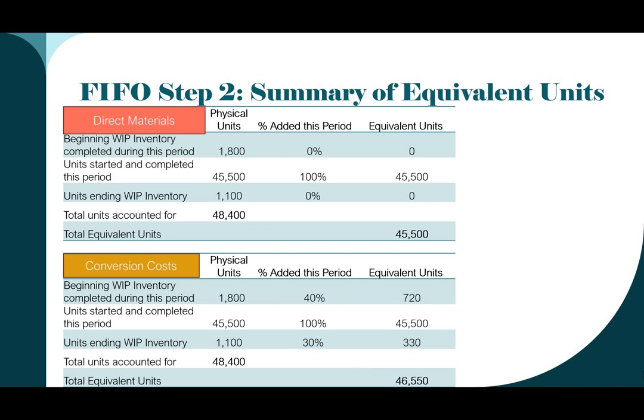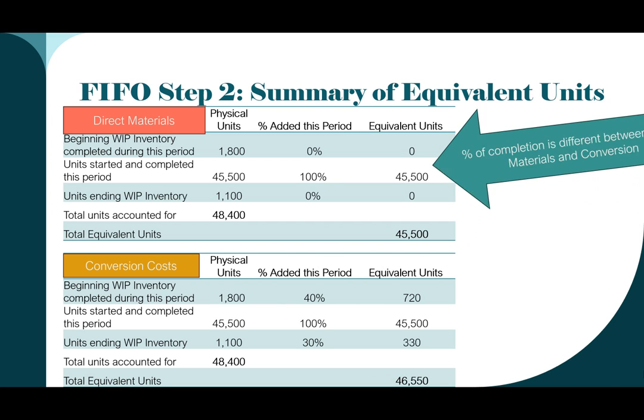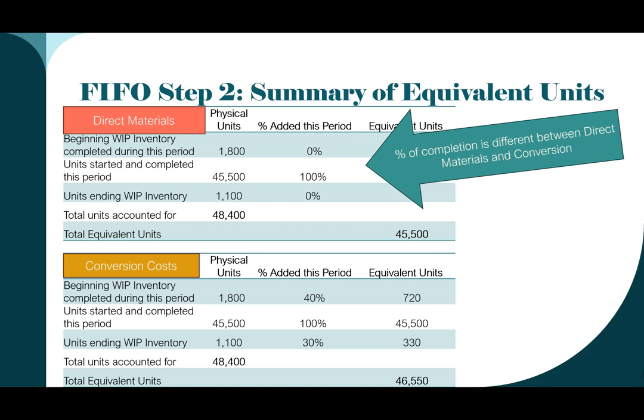Now, one last time, I just want to point out that we did two sets of equivalent units because the percents of completion were different, and so the amounts added this period were different. And so we ended up with two different numbers for equivalent units.